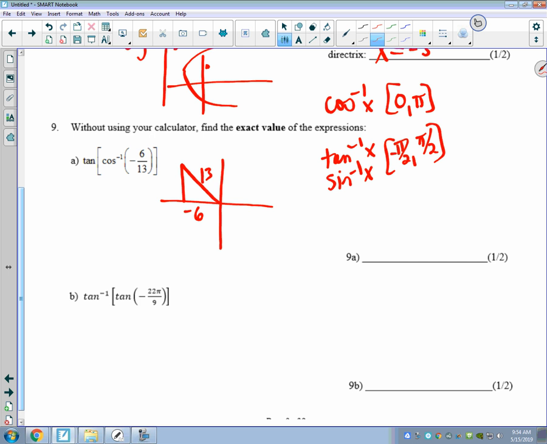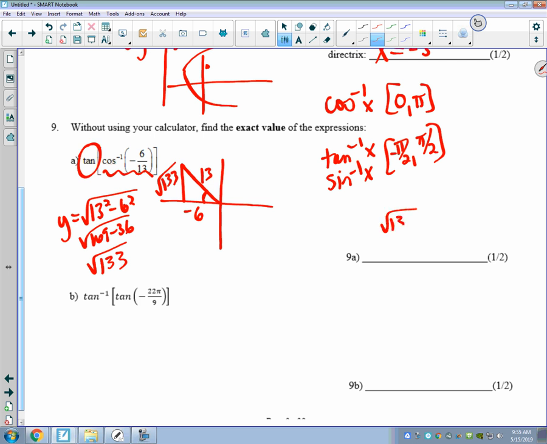And I would do Pythagorean theorem to get the square root of 13 squared minus 6 squared, right? So 169 minus 36 is 133. So you use the inside to draw your picture, and then you just find the tangent of this. So the tangent is just opposite over adjacent.